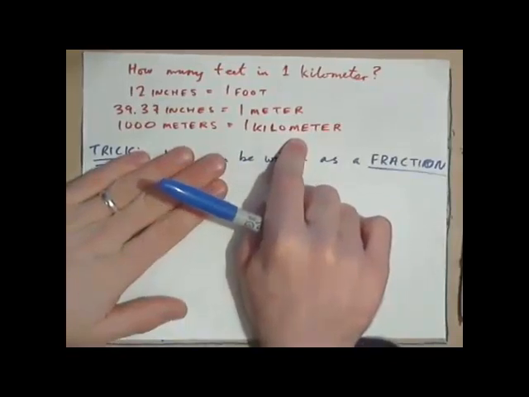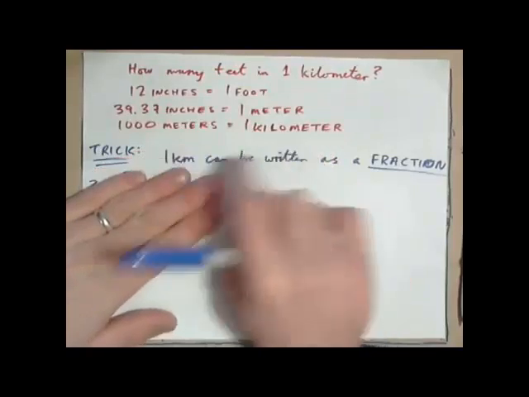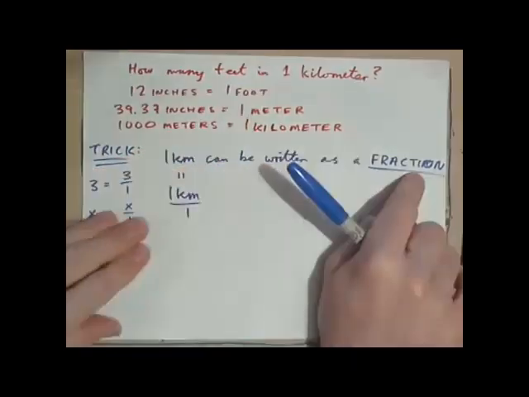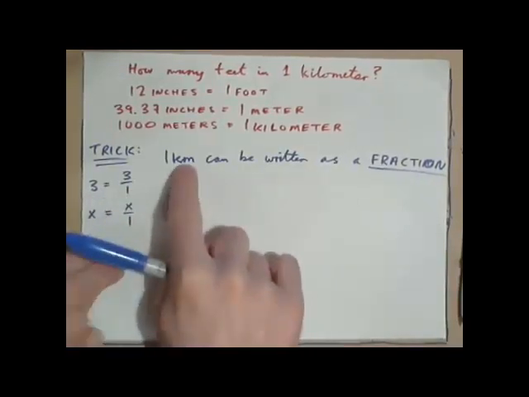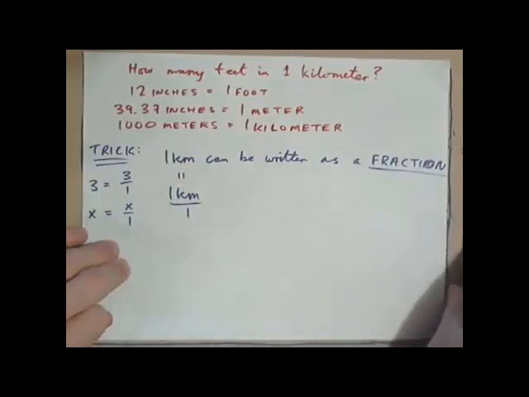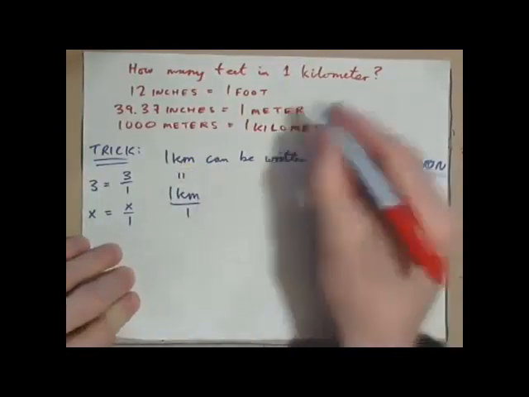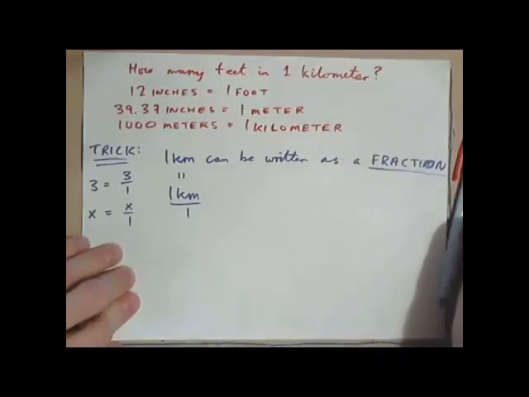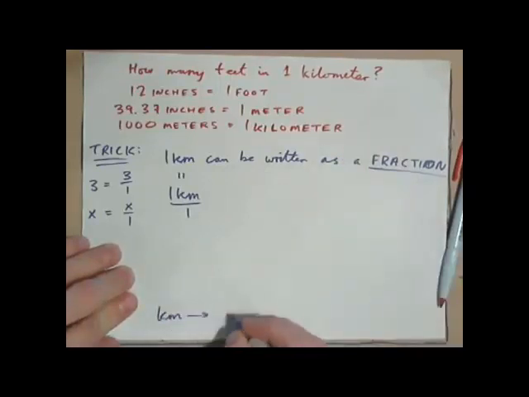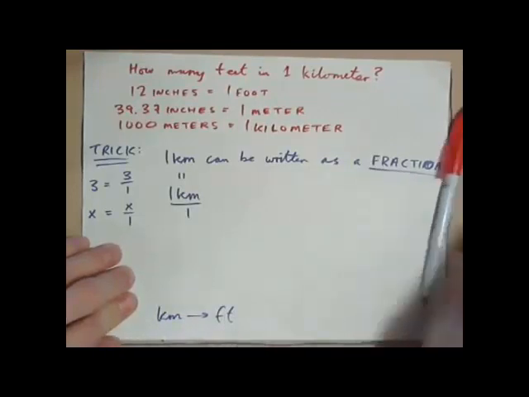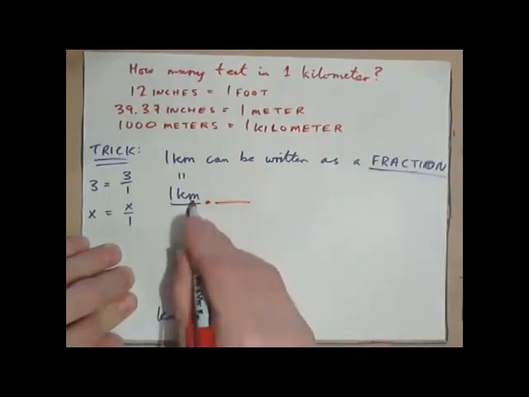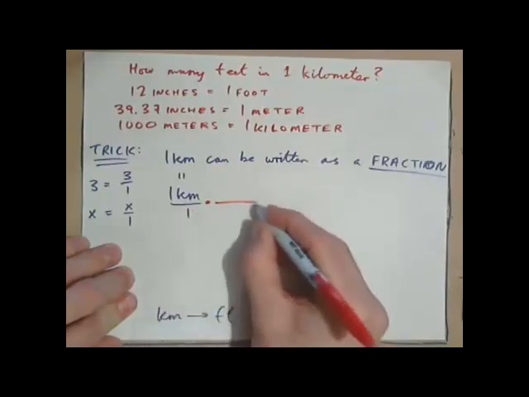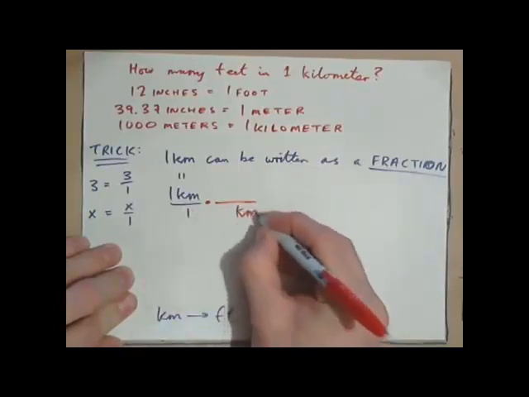So there's a list of facts, and the trick again is 1 kilometer can be written as a fraction, just like 3 can be written 3 over 1, x can be written x over 1, 1 kilometer can be written 1 km over 1. Now, we want to go from how many feet in 1 kilometer. So we want to go from kilometers all the way to feet. Okay? So first of all, we've got to multiply that by a unit fraction to get rid of kilometers. Okay? So we need km on the bottom.